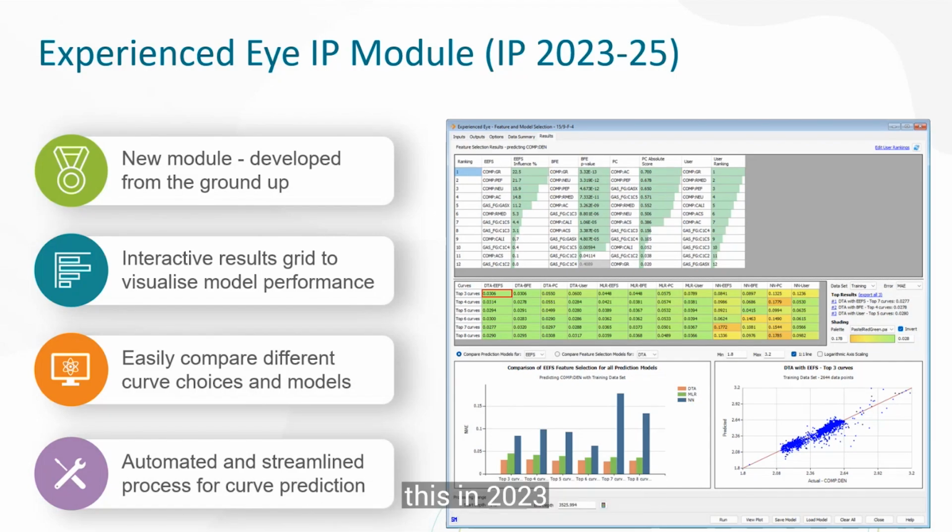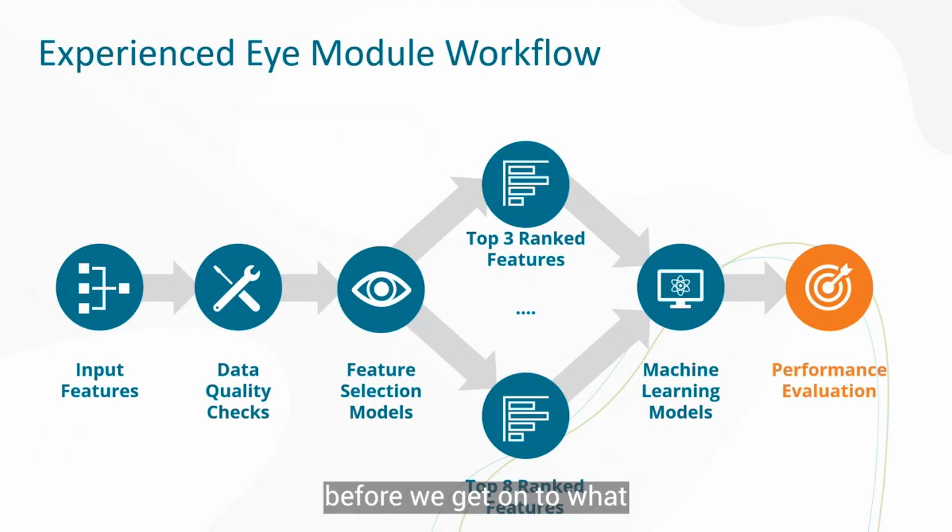But when we implemented this in 2023, it was a single well module, so we were running on a very small data set. And what we've done since then is, okay, so before we get on to what we've done on the upgrades, just to give you an overview of what's actually happening behind the scenes with Experienced Eye. So we basically take the input curves, we carry out some data quality checks on that, and then using the feature selection models, so Pearson's correlation, backward feature elimination, and Experienced Eye feature selection, we try to obtain the top 3 to the top 8 ranked features for each of those methods.